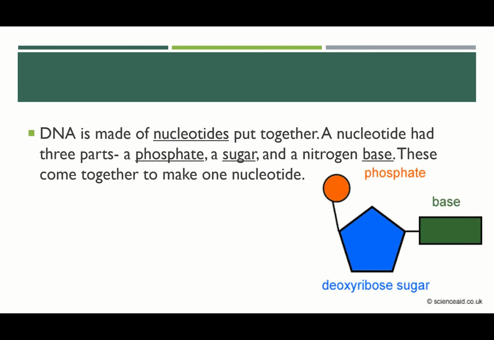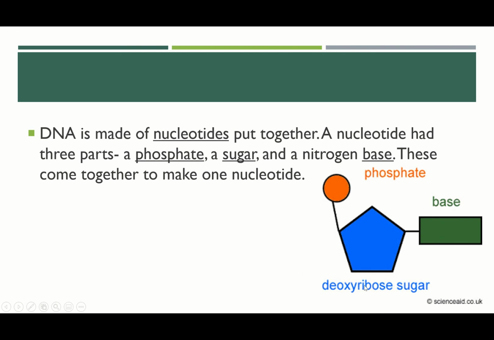DNA is made of nucleotides put together. A nucleotide is the monomer of DNA. If you don't remember that from chapter 2, you might want to write that to the side of your notes. It is the monomer. A nucleotide is the monomer of the nucleic acid group. A nucleotide has 3 small parts, a phosphate, a sugar, and a nitrogen base. You can see the picture over here, phosphate, sugar, and a base. I call it circle, house, rectangle. That helps you remember it. They're going to come together to form one nucleotide.